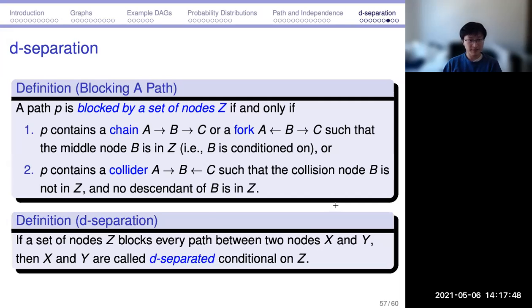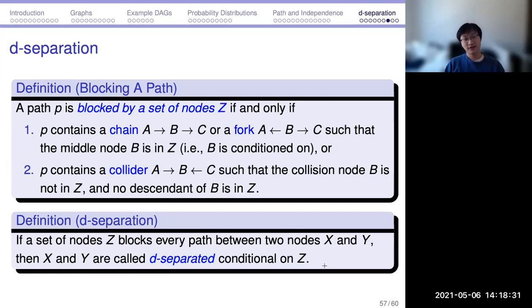But just one more definition. Let's consider two variables, X and Y, in a graph. There might be multiple paths, right? Directed or undirected paths between X and Y. Undirected meaning that not all the arrows are pointing in the same direction, but still every edge is a directed edge. So consider two nodes. If we have a set of variables Z that blocks every path between the two nodes, then we say that X and Y are D-separated, conditional on Z.